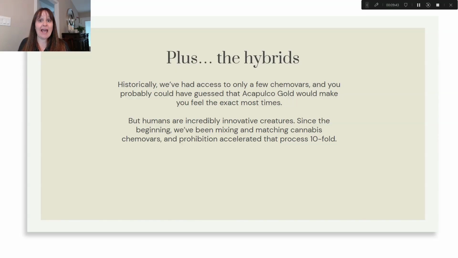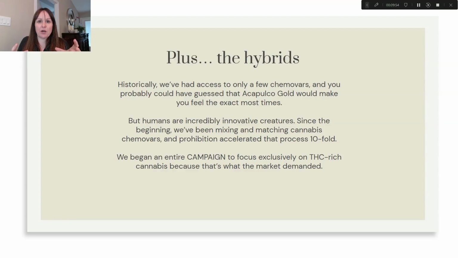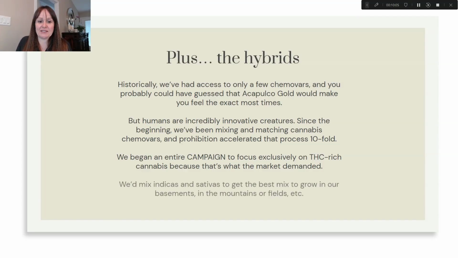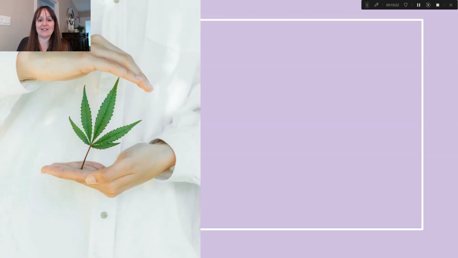And once we got into heavy prohibition, the breeding of cannabis went underground and became really secretive, and they were breeding for THC. That's what the market wanted, THC-rich cannabis. So they were breeding as many different plants together as they could to get really heavy THC pot, because that's what the market demanded. Now we mix sativas and indicas to get the perfect plant for our environment, or whatever cannabinoids or terpene profile we're looking for. So it's really mixed up, right? Because most of these plants are hybrids.